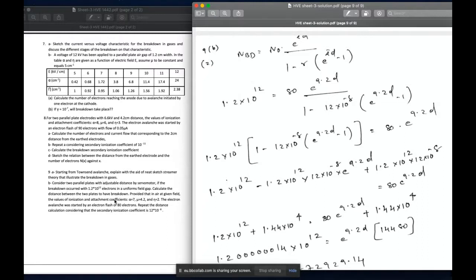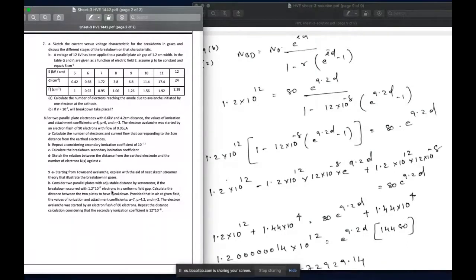Coming to the second part, consider two parallel plates with adjustable distance by servo motor, and the breakdown occurred with 1.2 into 10 power 12 electrons. So here NBD, the breakdown electrons, is given as 1.2 into 10 power 12 in a uniform field gap. Calculate the distance between the two plates to have breakdown. Alpha, mu, and eta are given. The electron emission started by a flash, so the initial number of electrons is given as 80.